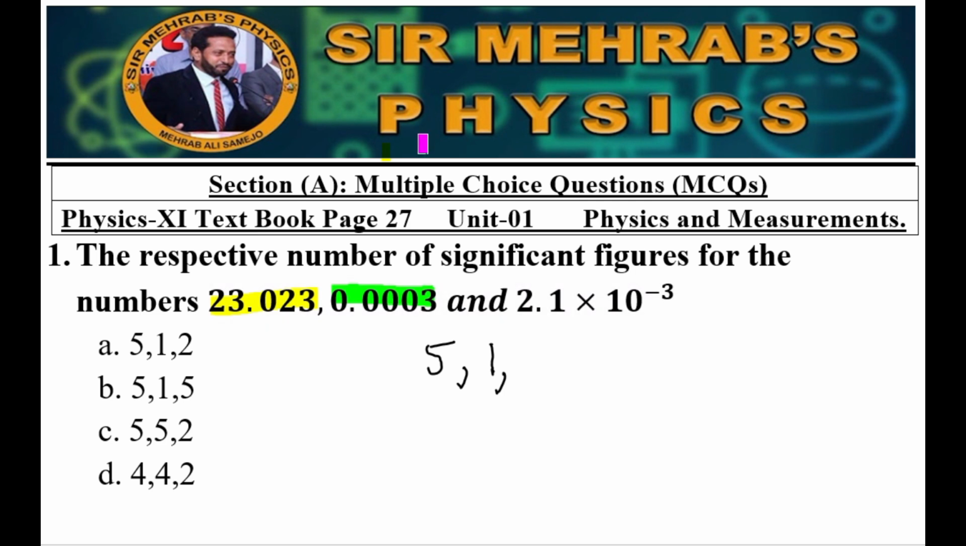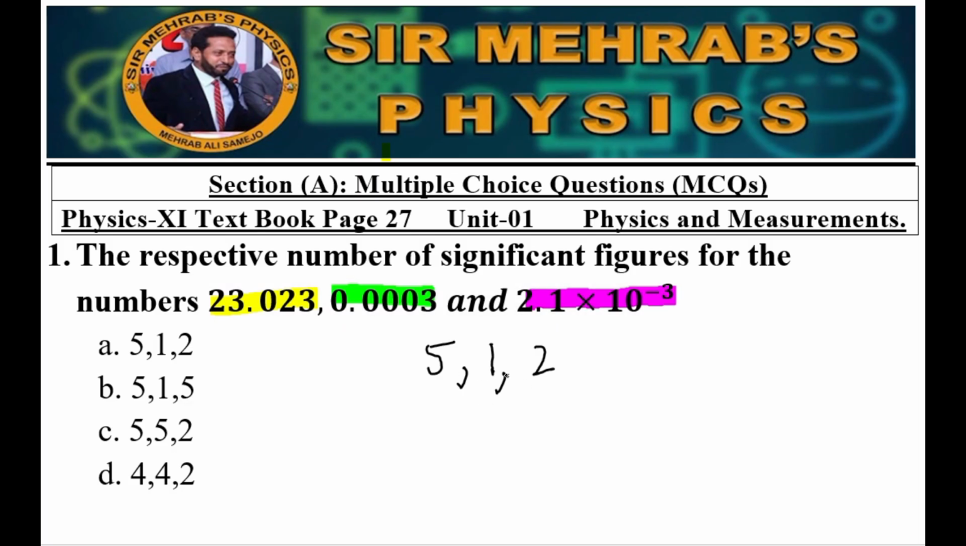Then 2.1 times 10 power minus 3. We have to calculate the significant figures in this scientific notation. The 10 power, any exponent, is not considered in the significant figure rules. So only the digits before the multiplication sign, 2 and 1, count. So we have only two significant figures.